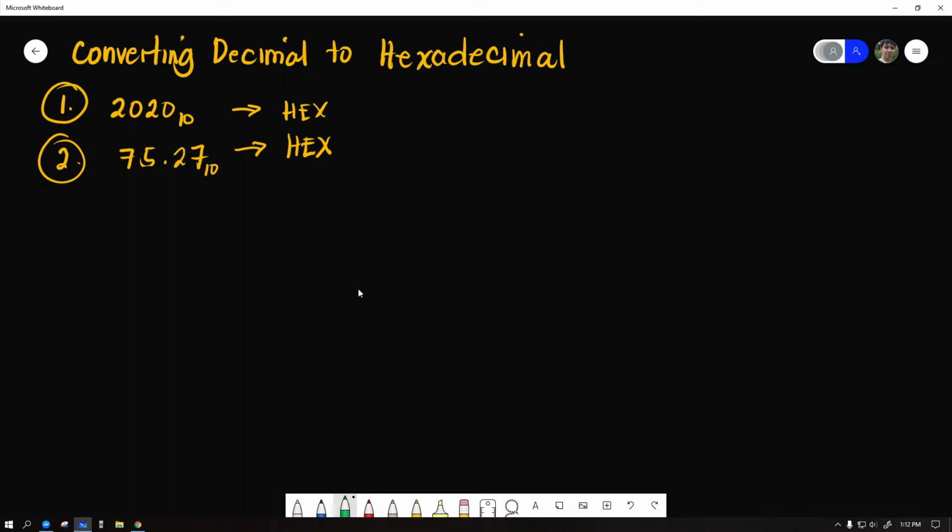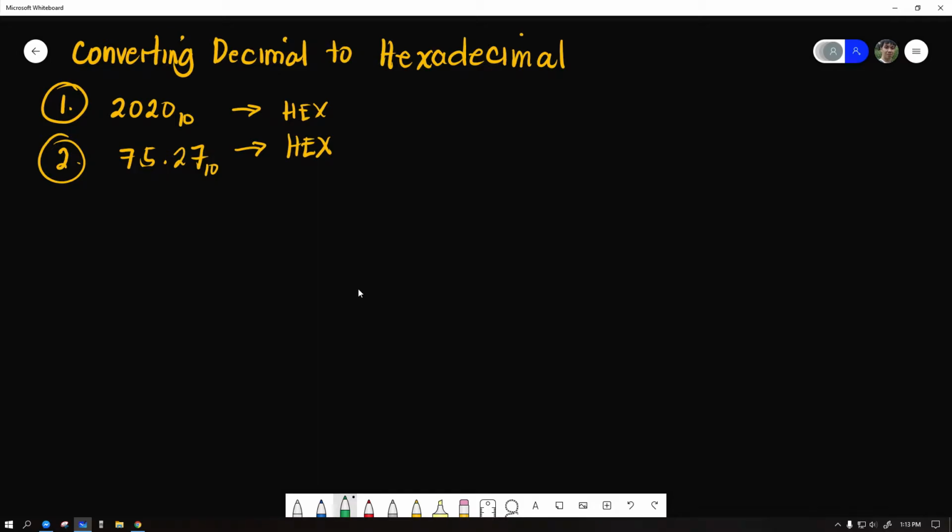You need to successively divide the integer part by the radix, this time 16, until the quotient becomes 0, and take note of the remainders and read the remainders backward. And for the fraction part, you multiply the fraction part successively by 16, get the integers resulting from that multiplication, and those are the resulting hexadecimal digits. Let's try number 1, 2020.